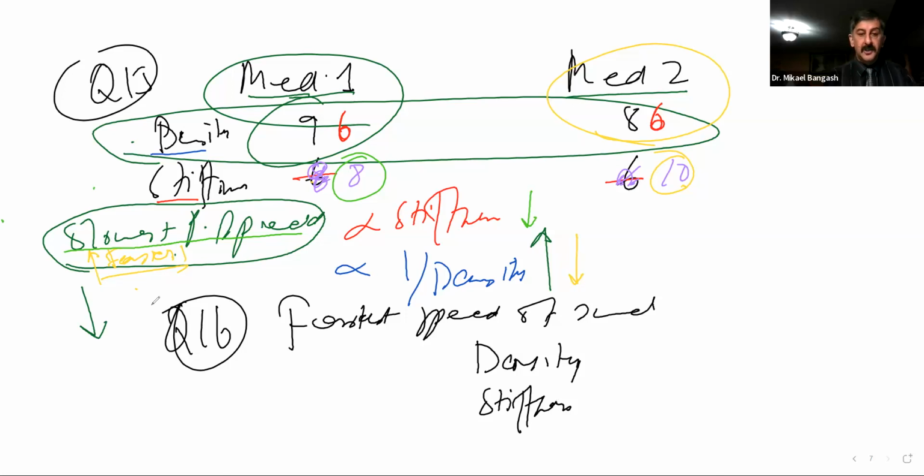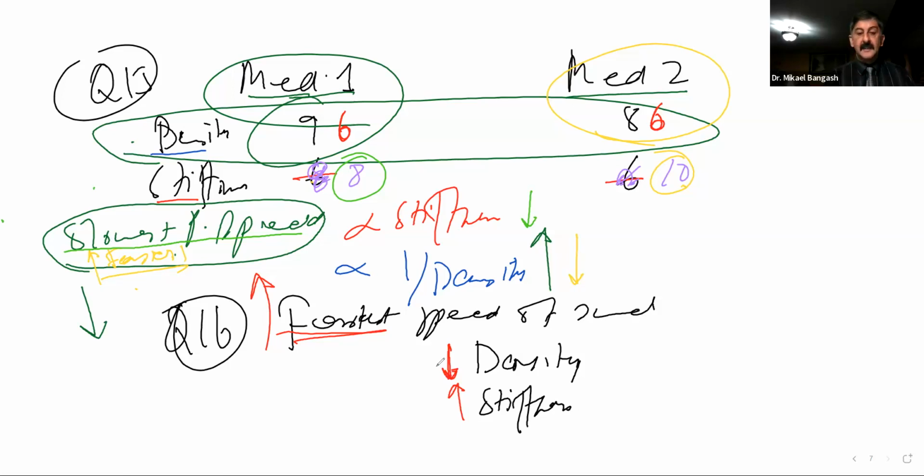If you know the relationships, it's straightforward. First, what are they looking for? The fastest speed. Speed is inversely proportional to density, so you need to look for the one with the lowest density. And it is directly proportional to stiffness, so high stiffness.